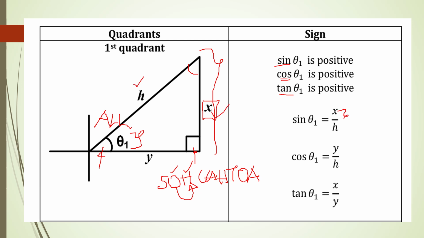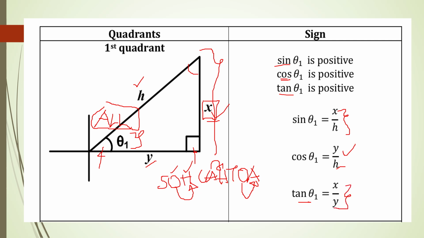So the ratio is going to be positive because in the first quadrant, all the trig functions are positive. So cos is going to be adjacent divided by hypotenuse, and our adjacent is y divided by our hypotenuse, which is h. We also get tan. Tan is the same as opposite divided by adjacent. So our opposite is x divided by our adjacent, which is y. So it's going to be the same as x divided by y.